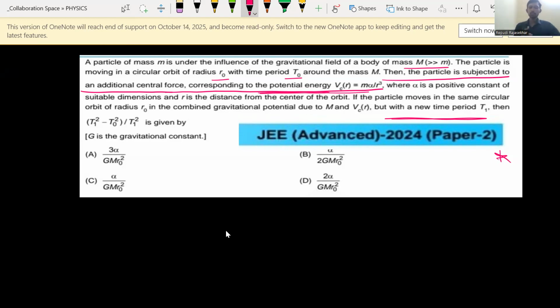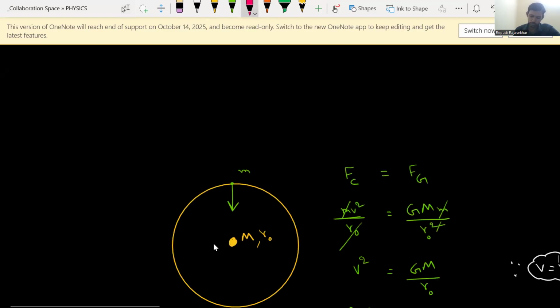Now, if a gravitational potential energy is given, then how do we find the force? There is a relation here, right? We need to identify the relation. What is the relation between force and energy? So first of all, I will write the given equation here. V is given as m alpha divided by r cube.